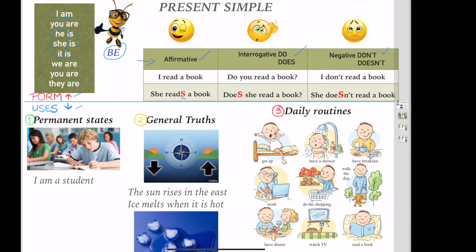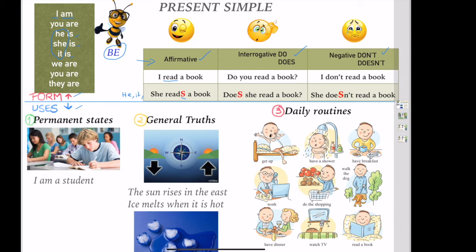In the affirmative, it is very, very easy to remember that in order to write a verb in the present simple, in the three columns, you're going to use the first form, even in irregular verbs. For example, I read a book. And in persons like he, she, or it, you're going to write an S at the end of the verb. It's very simple to remember. So, I read a book, she reads a book.